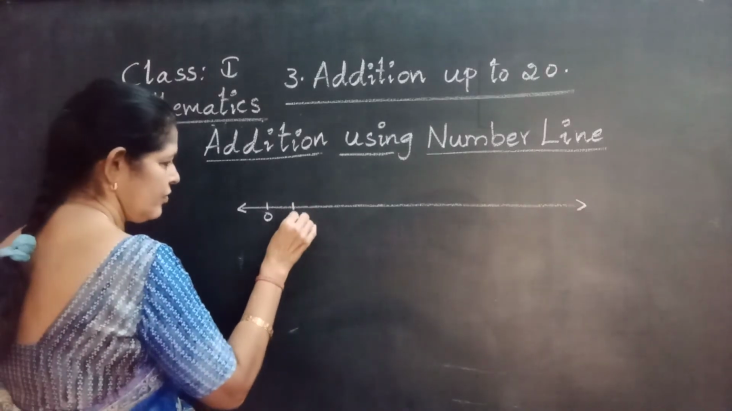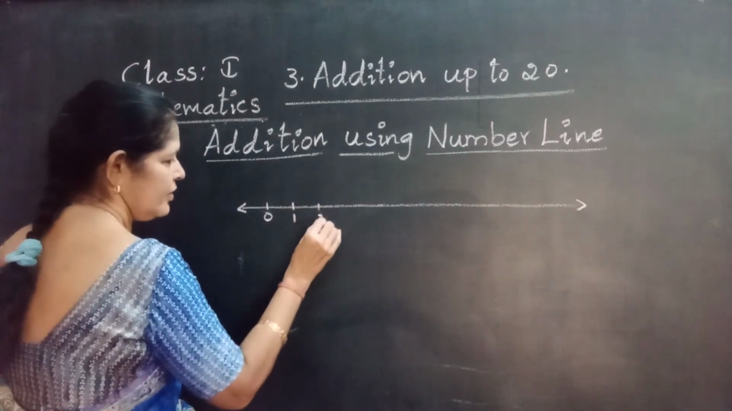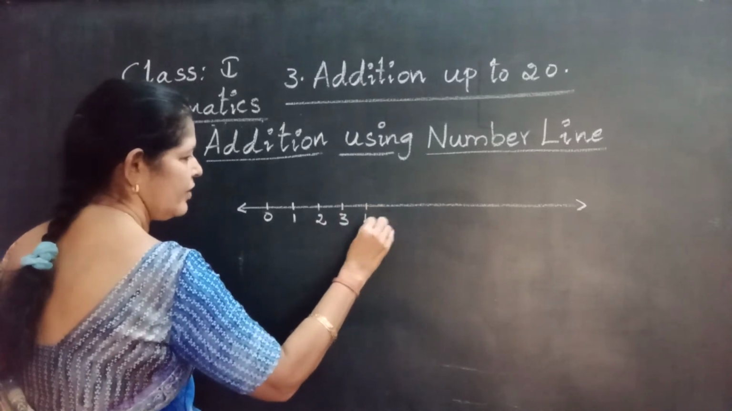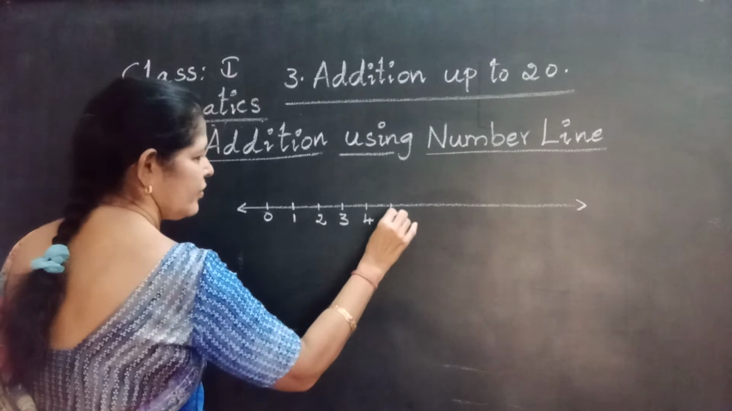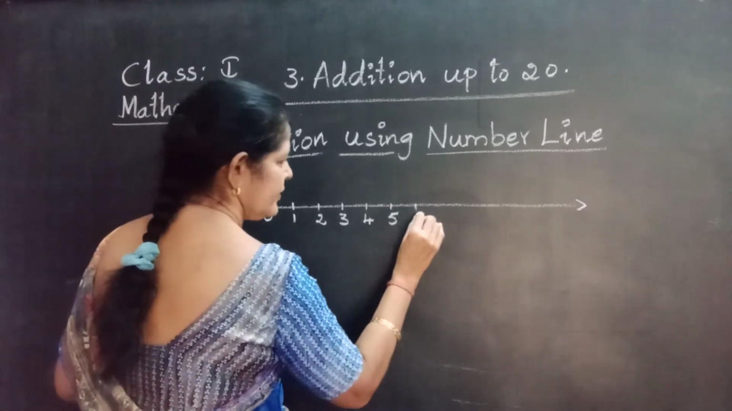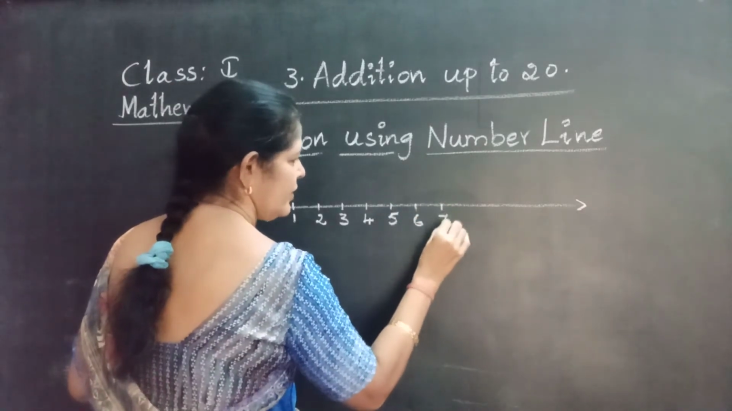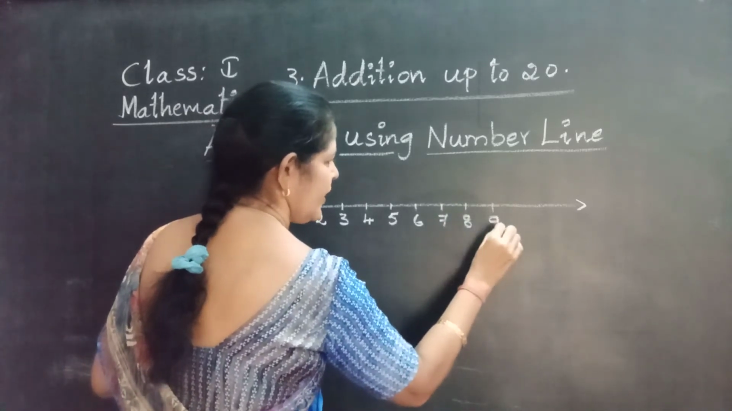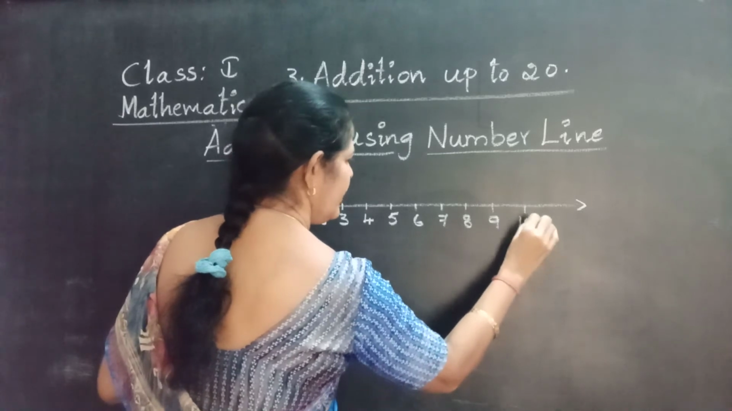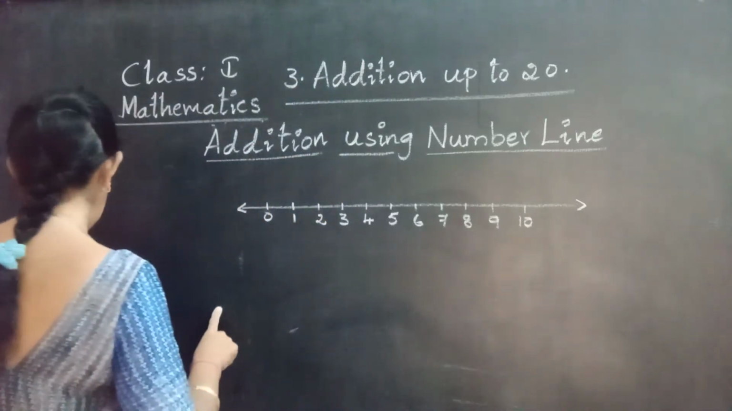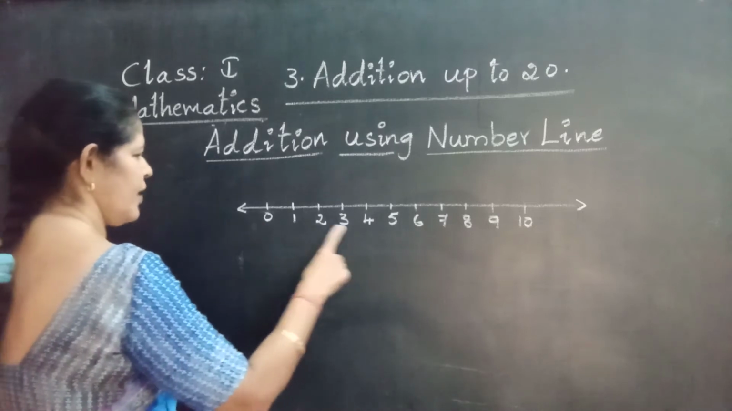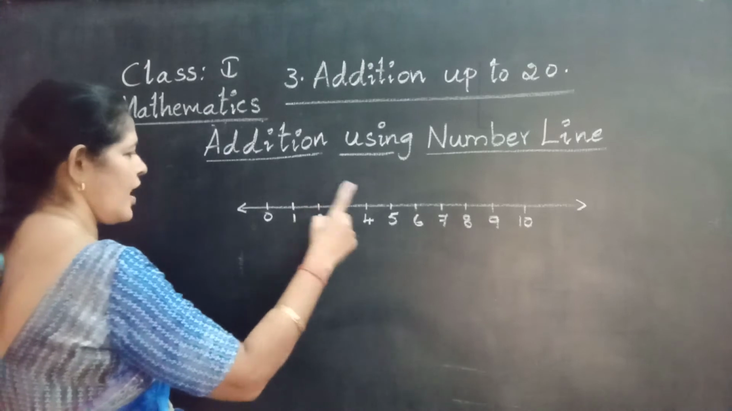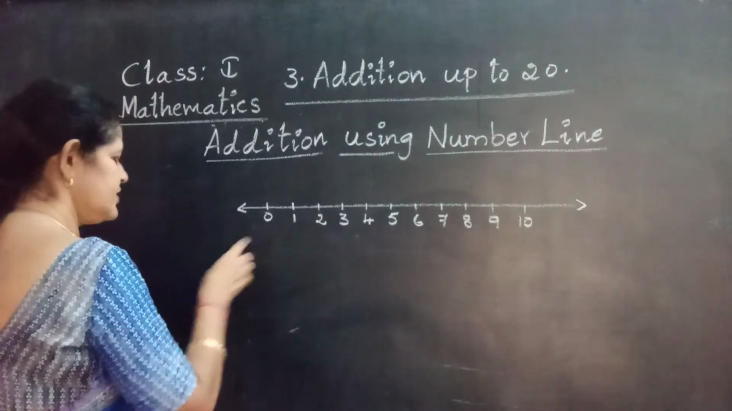0, after 0 comes 1. After 1 comes 2. After 2 comes 3. After 3 comes 4. After 4 comes 5. After 5 comes 6. After 6 comes 7. After 7 comes 8. After 8 comes 9. After 9 comes 10. This is the number line, a straight line on which numbers are at equal gaps and starts from the smallest number 0.